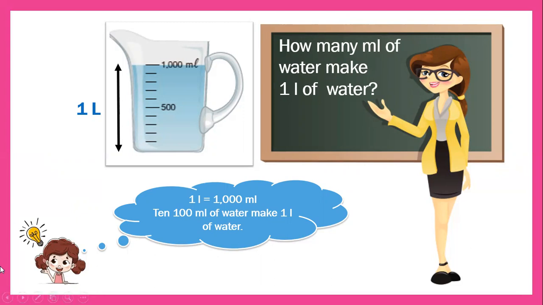So let us now count to check. As you can see, each line is equal to 100 ml of water. So let us count: 100, 200, 300, 400, 500, 600, 700, 800, 900, 1000 ml of water. Is it clear? All right, let's proceed.